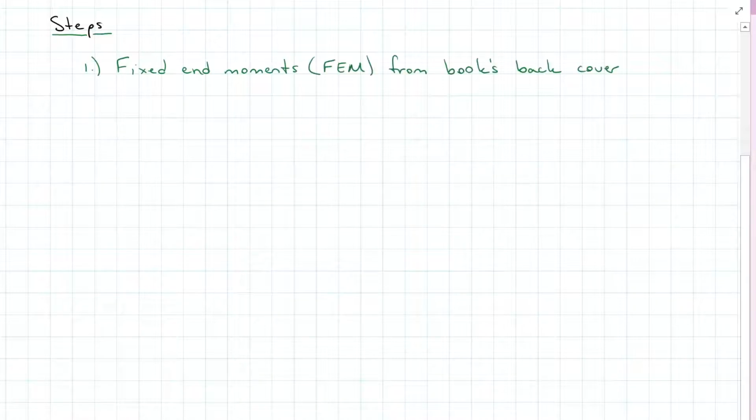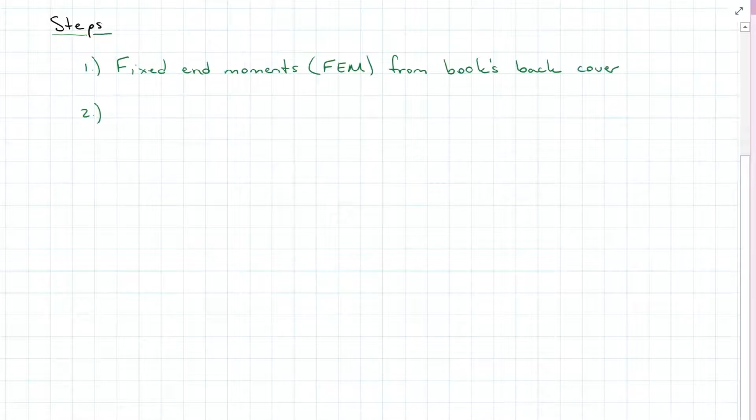With moment distribution method, I'm going to write down some steps. So step number 1 is the fixed end moments. These fixed end moments are from the book's back cover. Now you will see that there's 2 columns. One of them is fixed, and one of them is a fixed roller support. We are only going to use the fixed moments.